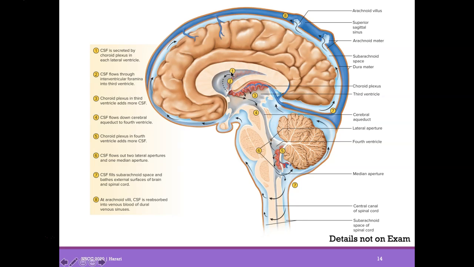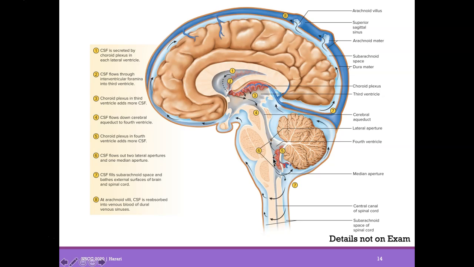We said that the CSF is secreted by the choroid plexus in the lateral ventricles. It flows through the interventricular foramina into the third ventricle. There's a separate choroid plexus, separate ependymal cells that are going to make more CSF. Then that CSF goes down the cerebral aqueduct to the fourth ventricle, which is right over here, remember, between the pons and the cerebellum. That CSF will be added to again. There's another choroid plexus over here that adds more CSF.